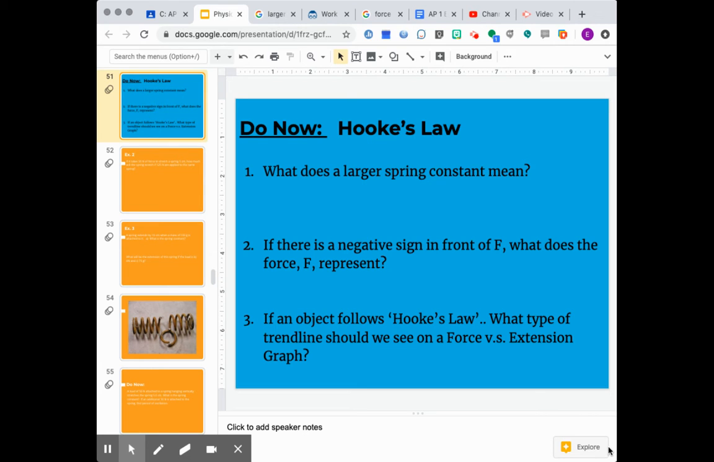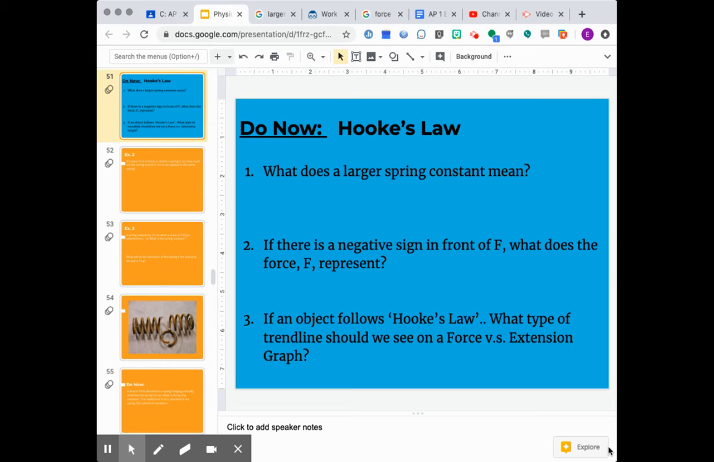So today we're going to be talking about Hooke's law a little bit more in depth. We'll talk about two more examples and, in addition, the graph that we should have populated from our activity on Tuesday. So give this do now a try.